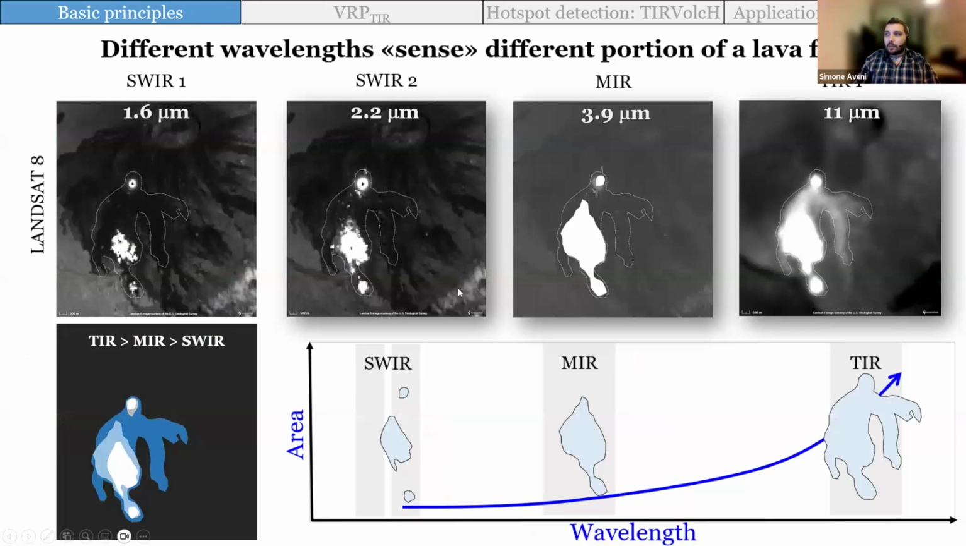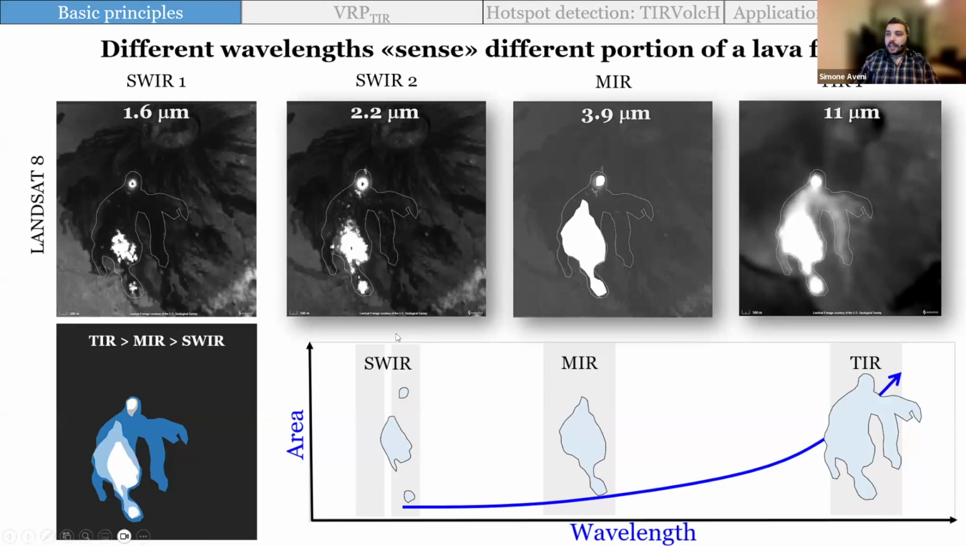Just to summarize, here you can see I've added a synthetic mid-infrared channel, what it would look like, because with Landsat 8, we do have SWIR bands, we have thermal infrared bands, but we do not have, unfortunately, mid-infrared. So this is just a synthetic representation of what we might see if we had a mid-infrared channel.